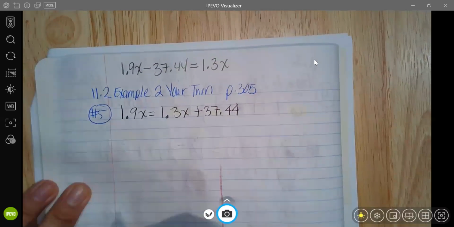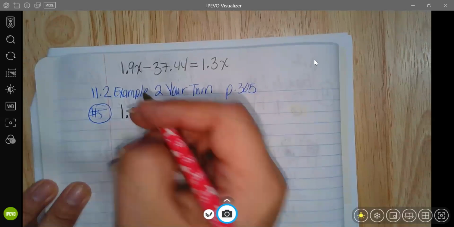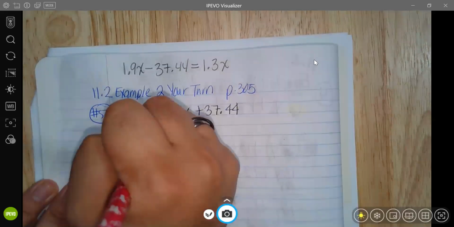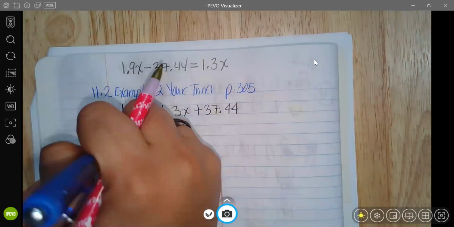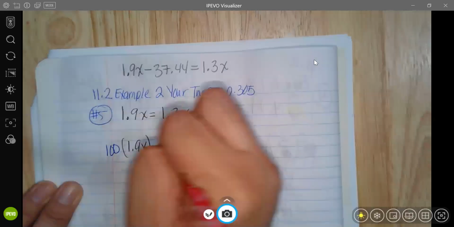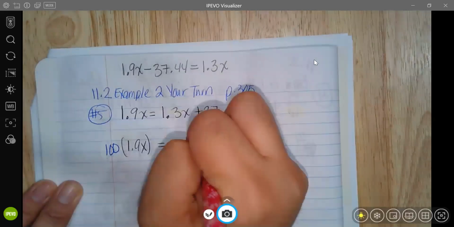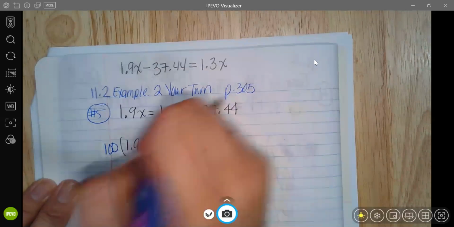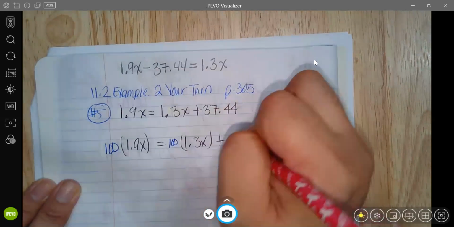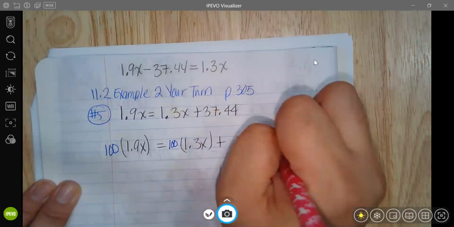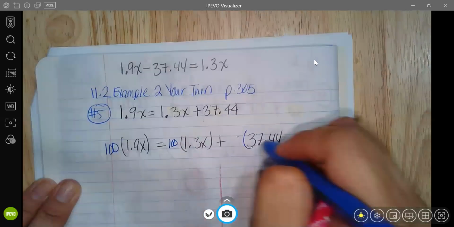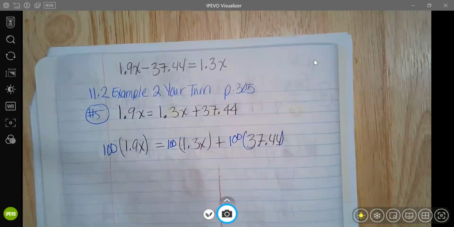So just like I did with my fraction, I'm going to take each term. So I'm going to take 1.9x and multiply by that power, 1.3x, and I'm going to multiply it by that 100 power. I'm going to take that last term, 37.44, and multiply it by the 100 power.